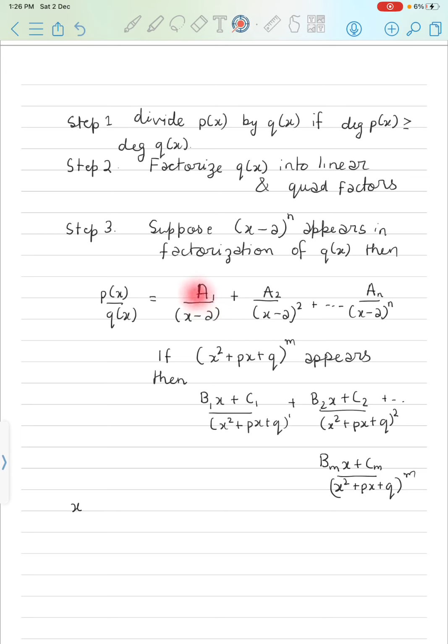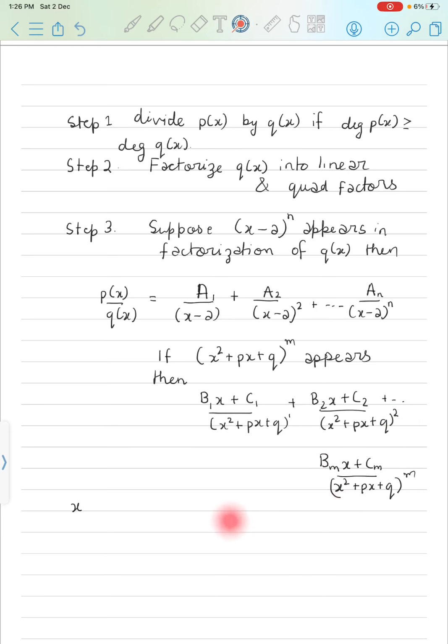So you have to factorize Q(x) into linear and quadratic factors, and for each linear factor you have to associate one A. If x minus a appears in the factorization of Q(x), suppose it appears n times, you have to write this as equal to this, n times. If it has a quadratic factor which cannot be further factorized into linear factors, and this appears in your factorization m times, you have to associate b1 x plus c1, up to m times, like this.